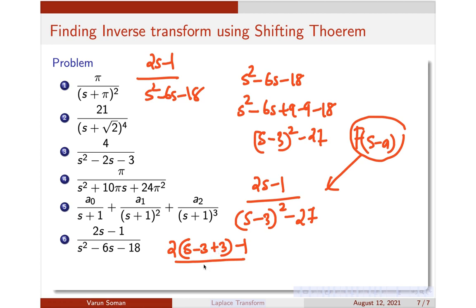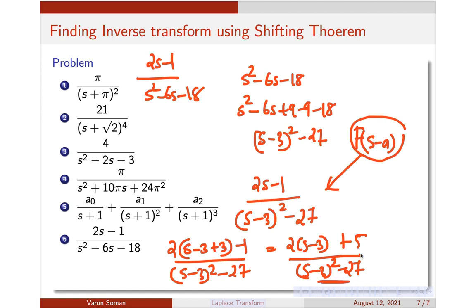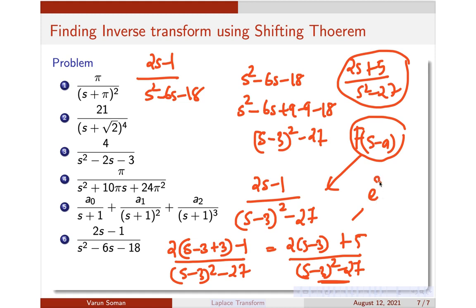Everything contains s minus a. So it is s minus 3 the whole square minus 27. So it is actually 2 into s minus 3 plus 6 minus 1, so plus 5, by s minus 3 the whole square minus 27. You can compare it with 2s plus 5 by s square minus 27. Please find it, and once you get the answer you multiply it by a factor of e raised to 3t to get the original function. So this is homework for you. I have given you the ideas. Please try to do it by yourself.